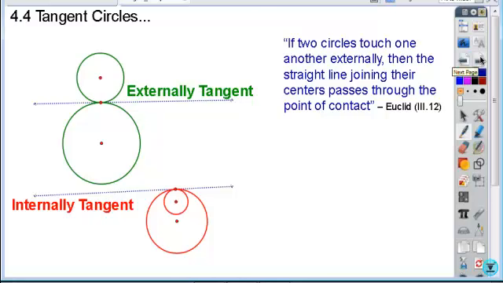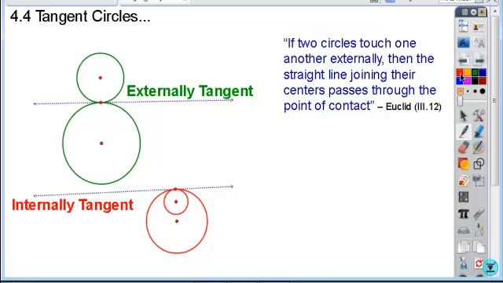So let's take a look at these two. There's two pairs of phrases that are very, very similar. They mean slightly different things, and you do need to be able to understand the distinction. Okay? So if you're looking at tangent circles, there's two different ways circles can be tangent to one another. They can be externally tangent, or they can be internally tangent.